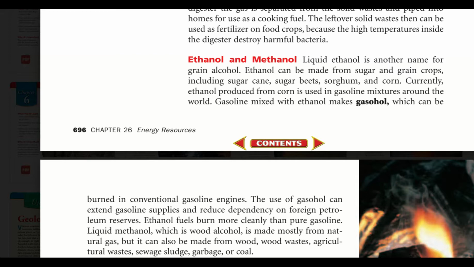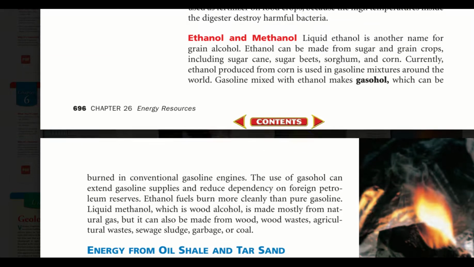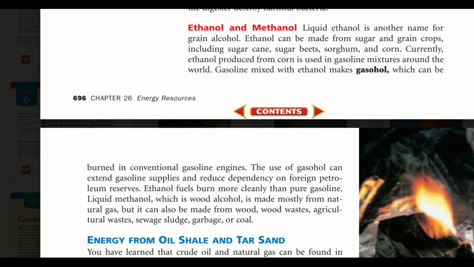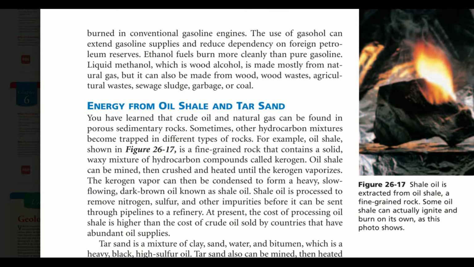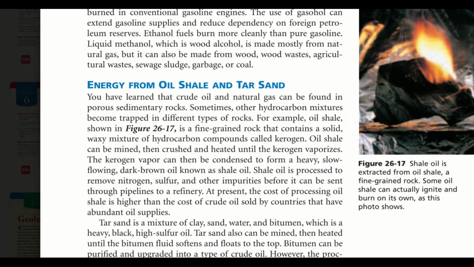Ethanol and methanol. Liquid ethanol is another name for grain alcohol. Ethanol can be made from sugar and grain crops, including sugar cane, sugar beets, sorghum, and corn. Currently, ethanol produced from corn is used in gasoline mixtures around the world. Gasoline mixed with ethanol makes gasohol, which can be burned in conventional gasoline engines. The use of gasohol can extend gasoline supplies and reduce dependency on foreign petroleum reserves. Ethanol fuels burn more cleanly than pure gasoline.